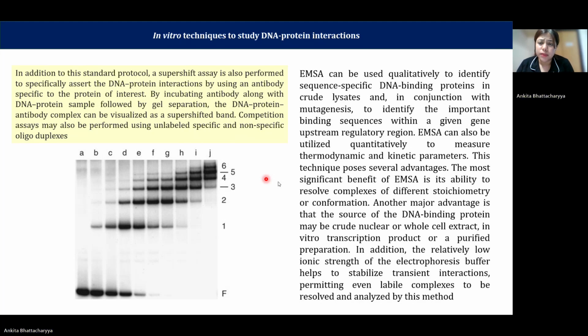EMSA may be used qualitatively to identify sequence-specific DNA-binding proteins in crude lysates, and along with mutagenesis to identify important binding sequences within a given gene, for measuring thermodynamic and kinetic parameters, etc. Basically, it is quite useful.